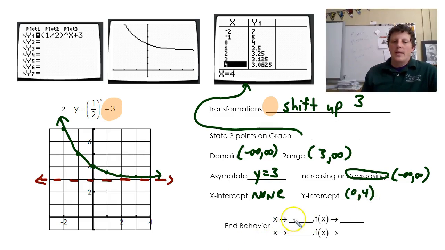For end behavior, as I follow my function to the left, I'm going up, up, up, up forever towards infinity. As I follow my function to the right, I'm not going down towards negative infinity. Instead, I'm getting closer and closer and closer to an asymptote at y equals, f of x is the same thing as y, right? As y goes to 3. So as x approaches positive infinity, y gets closer and closer to the asymptote at 3.